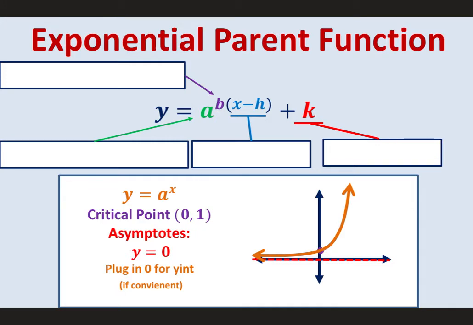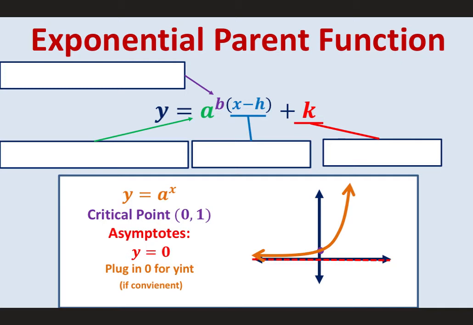One unique feature is our critical point is always going to be 1 unit either above or 1 unit below that asymptote. So our critical point in this case is (0, 1), and that's really different than a lot of our other graphs. We normally have (0, 0). Here, our critical point is (0, 1), because our asymptote is at 0, so it has to be 1 above that. And that's probably the trickiest part.